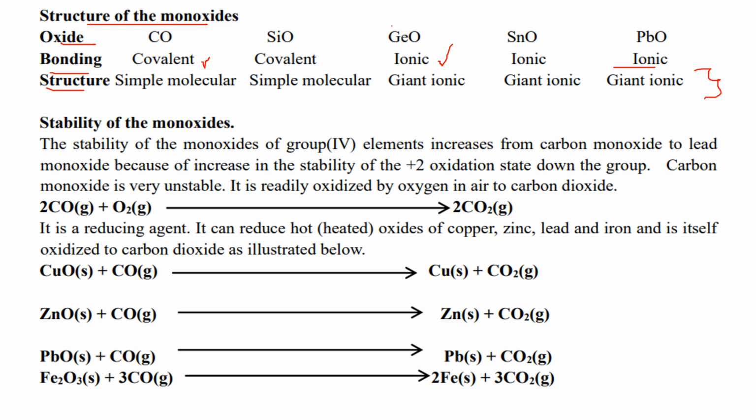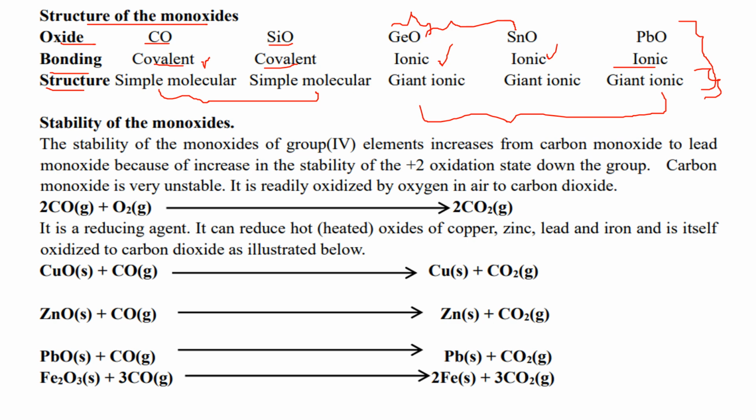So we are going to be saying that for the monoxides of group 4 elements, carbon monoxide is going to be covalent. That's the type of bonding it's going to have. And then silicon monoxide is going to be covalent too. The type of structure these two have is going to be simple molecular structures. I say that this table is very important because it's going to summarize a lot for you. And then germanium oxide together with tin oxide, they have ionic bonding and they all have giant ionic structures, together with lead 2 oxide.